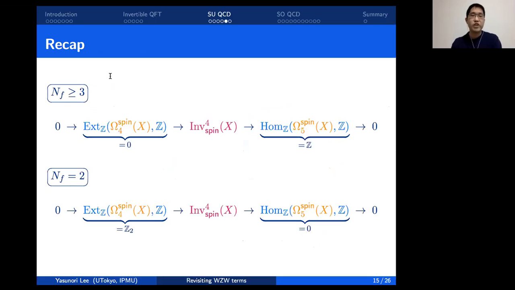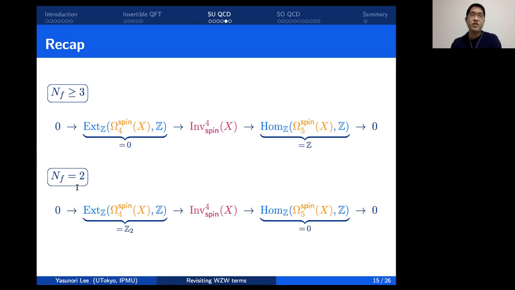So let's recap what we saw in this section. Recall that we had this short exact sequence. For NF larger than or equal to 3, the torsion part of the 4-dimensional spin Bordism group was trivial, while the free part of the 5-dimensional spin Bordism group was Z, which described the ordinary Wess-Zumino-Witten term.